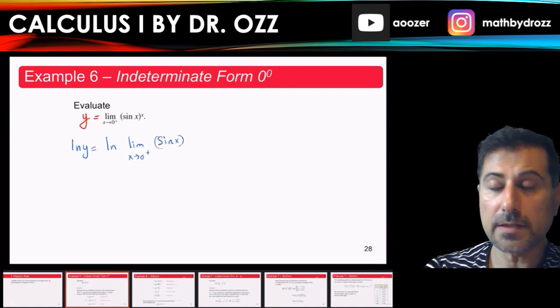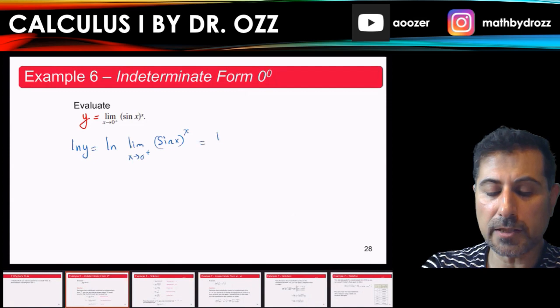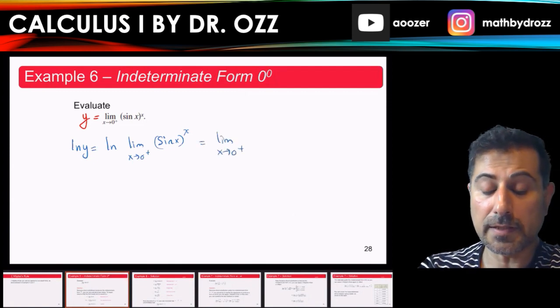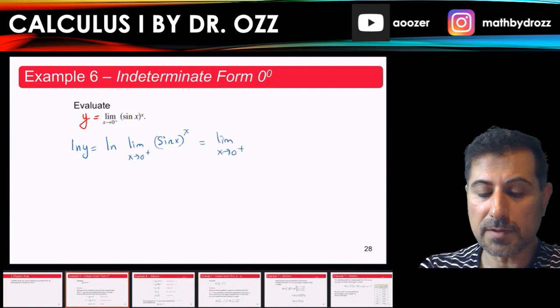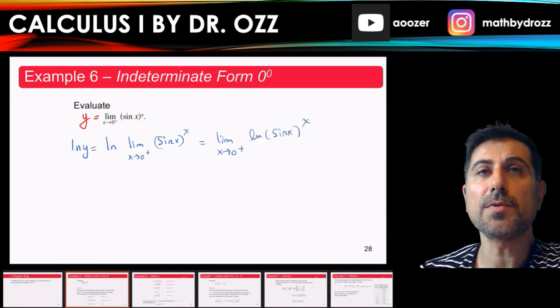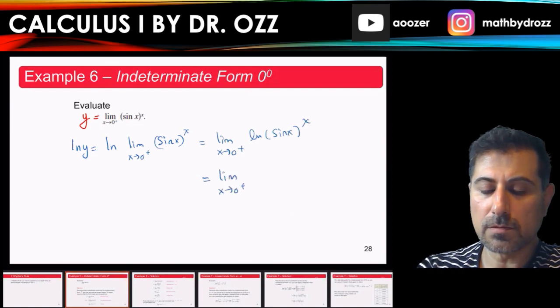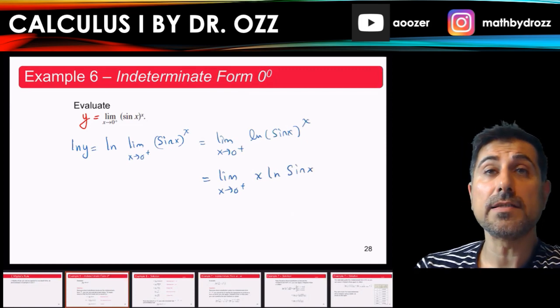And since ln is a continuous function for positive inputs, I can interchange the positions of limit and ln. So this becomes ln of (sine x) to the power of x, and using the property of ln, we get down to the limit of x times ln sine x.